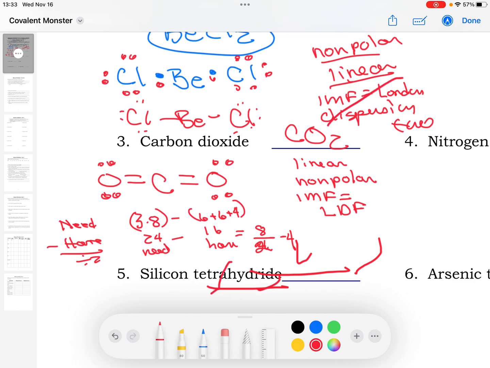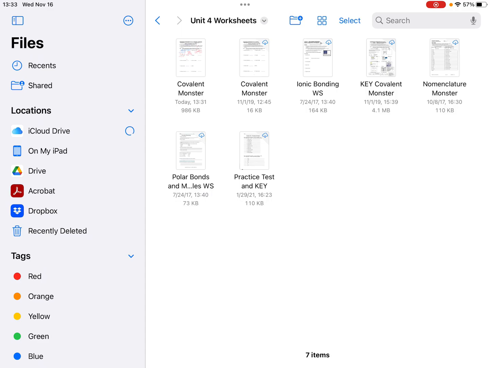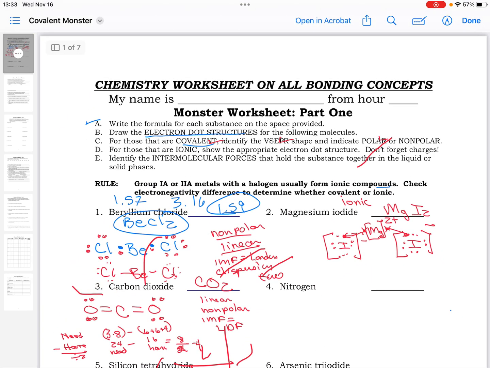Sorry, I'm making a mess of this, but why can't I make this smaller all of a sudden? Okay, let's go back here and see if I can make this. There we go.